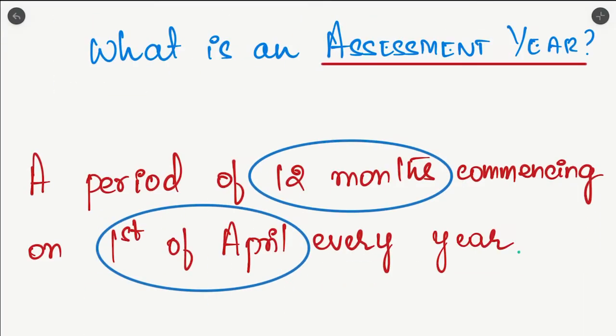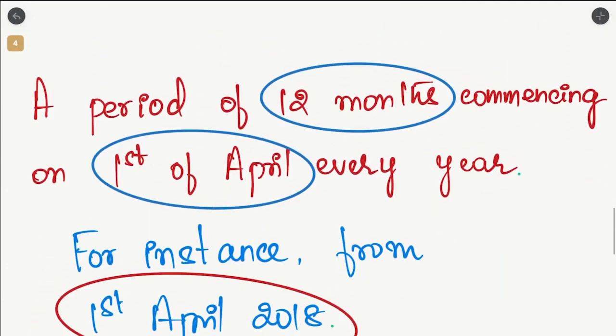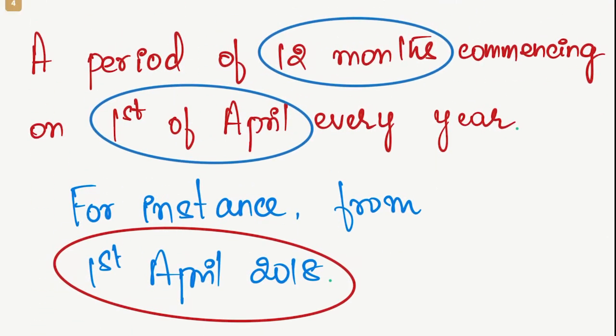It is nothing but a period of 12 months commencing on 1st of April every year. That means what? For instance, when did the period of 12 months commence recently? It commenced on 1st of April 2018. 12 months from 1st of April, that is, in this case it would be till 31st March 2019. So that period is nothing but the assessment year itself.